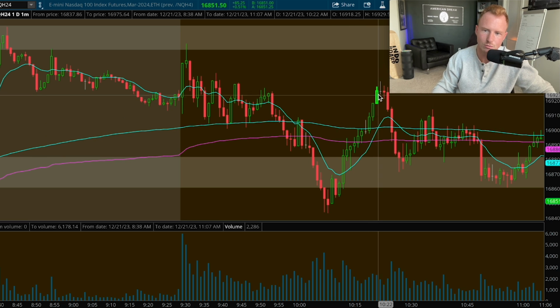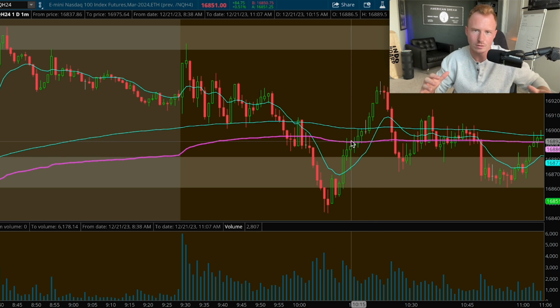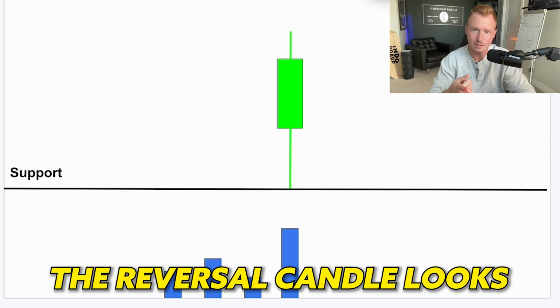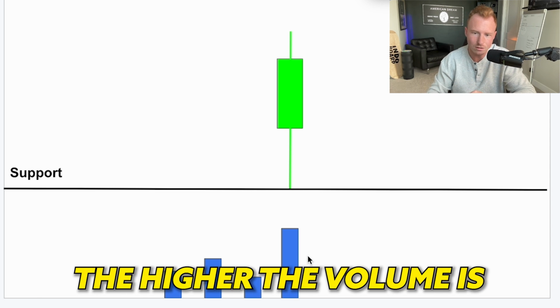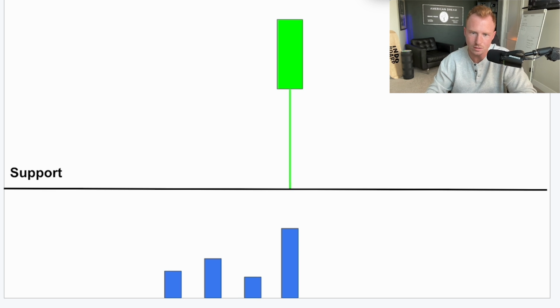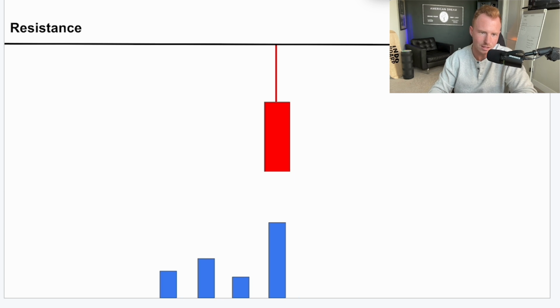Obviously I could have made much more in this trade, but I was happy with my risk to reward. I was happy with my profit, right? And that's exactly how I was able to get in this trade. So remember, going back to what I said, the better the reversal candle looks, the longer the wick, the higher the volume is, the higher probability it'll work, right? So ideally, you want something to look like this or something like this.